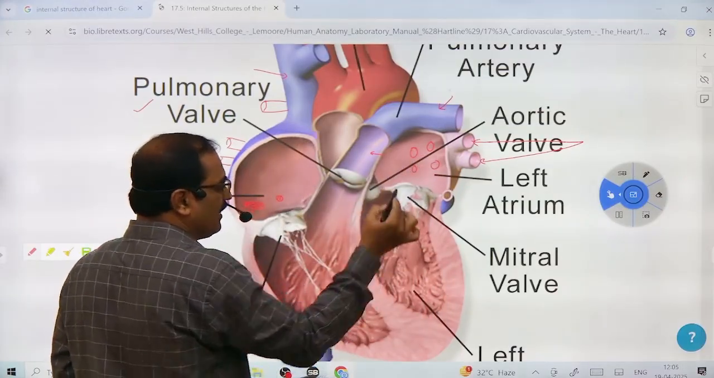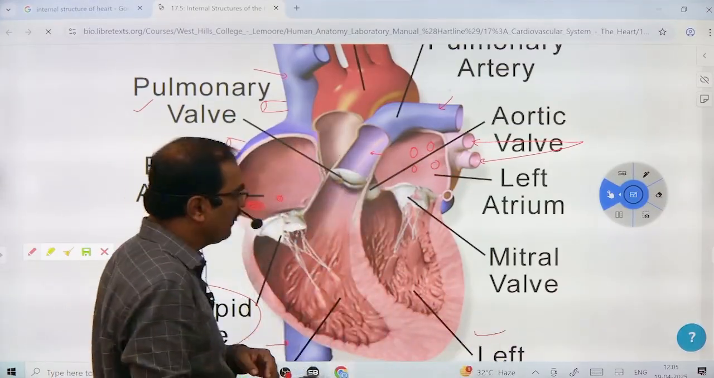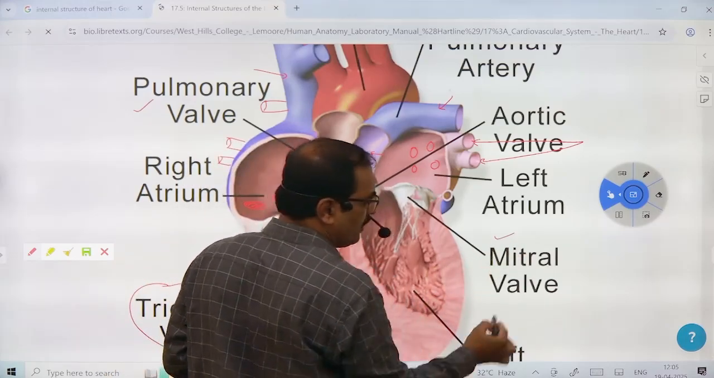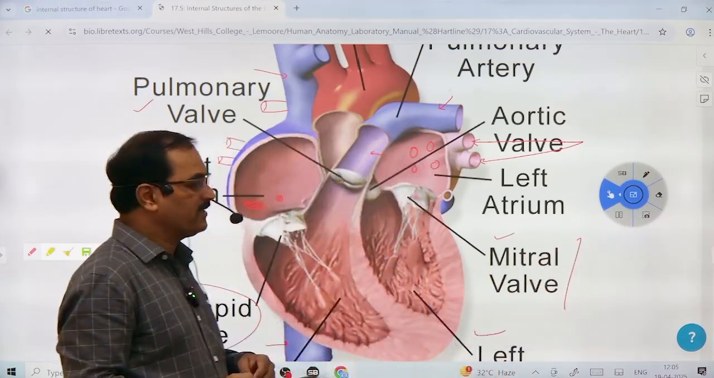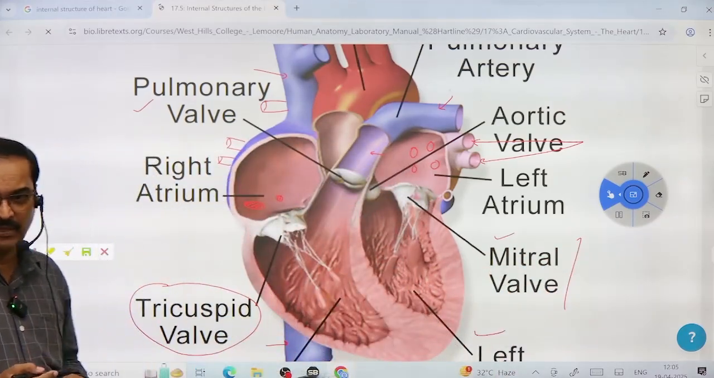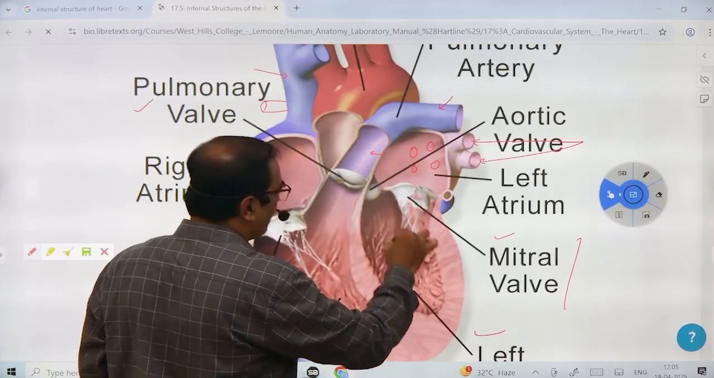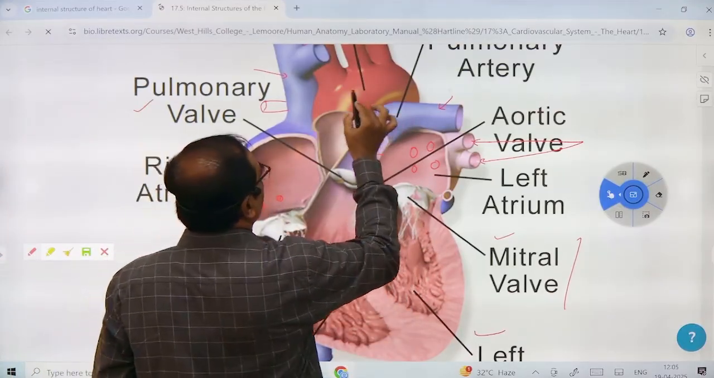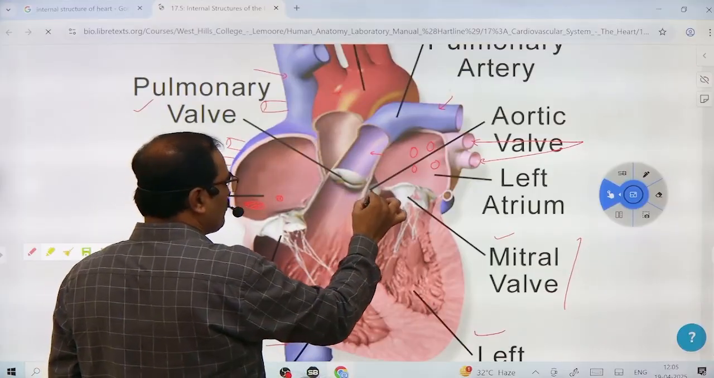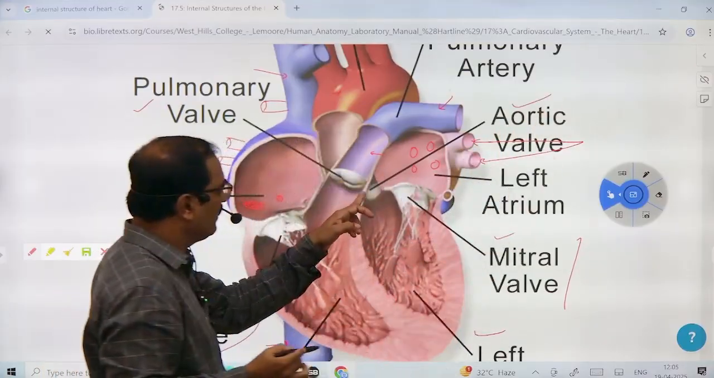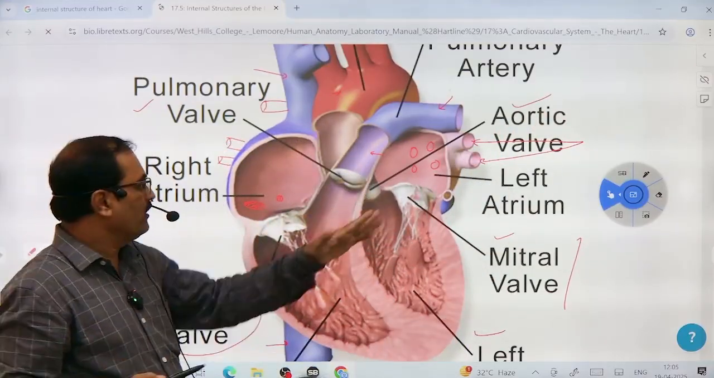From the left atrium blood enters into the left ventricle by opening which valve? What is the other name? Bicuspid. What is the other name? Third name? Left atrioventricular valve. Right. From this left ventricle blood enters into what is this? By opening which valve? Aortic semilunar valve. Okay. This is nothing but the aorta.